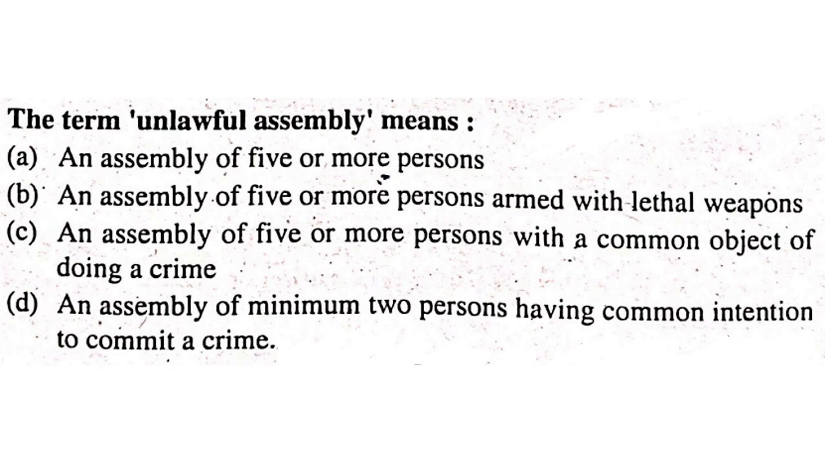The term unlawful assembly means an assembly of 5 or more persons, an assembly of 5 or more persons armed with lethal weapons, an assembly of 5 or more persons with a common object of doing a crime, an assembly of minimum 2 persons having common intention to commit a crime. The term unlawful assembly means an assembly of 5 or more persons with a common object of doing a crime.